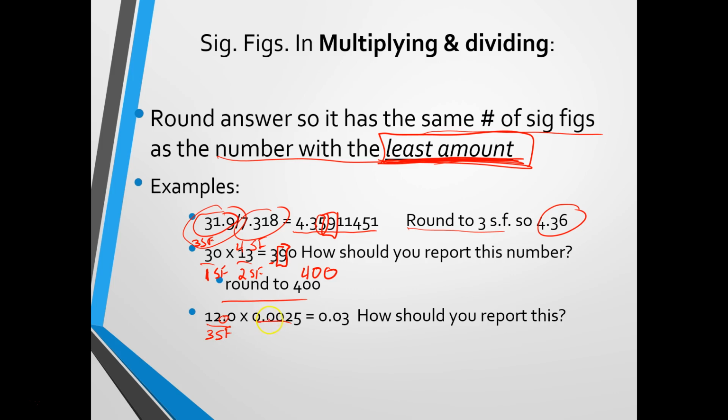We have 0.0025. Well, we know that the 2 and 5 are significant because non-zero numbers are always significant. However, our other rule is that any zeros that come before our number don't count. They're not significant. So this number really only has two significant figures, even though it has five numbers in it altogether. So we go back, we choose our number with the least amount of significant figures, and that is this one, two significant figures. So we need to round our answer to two significant figures.